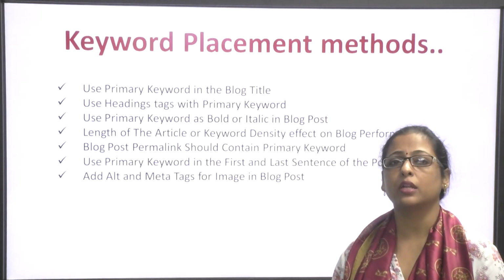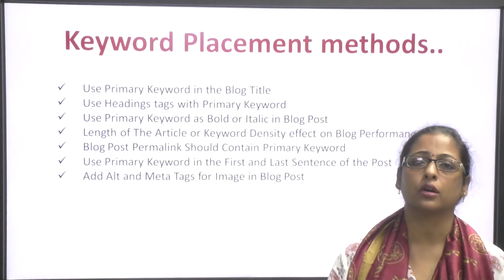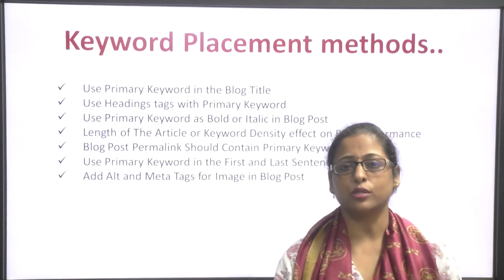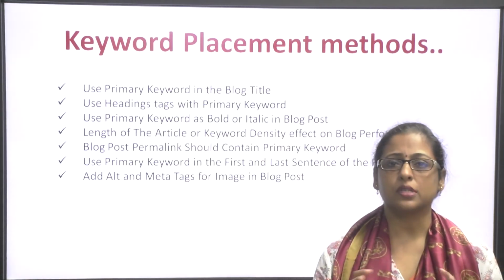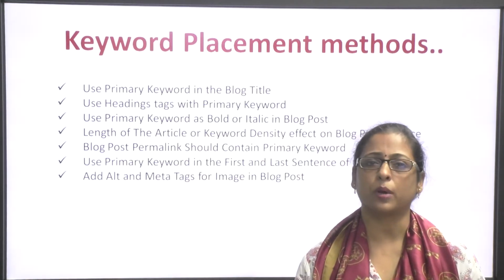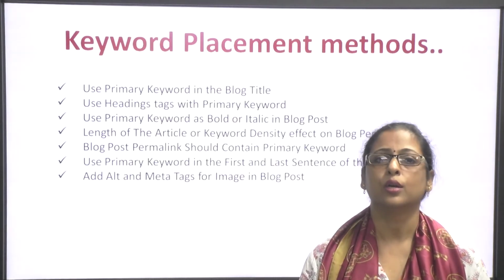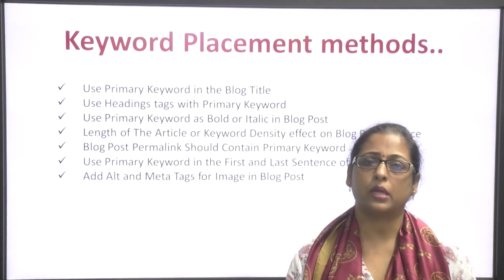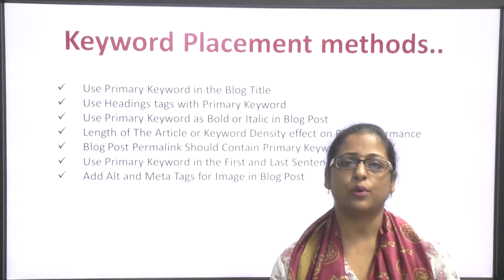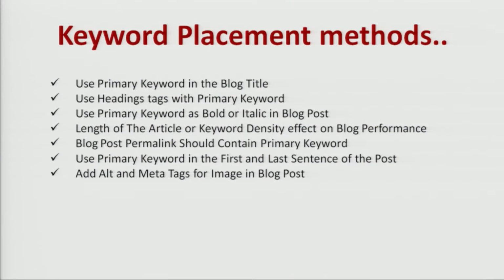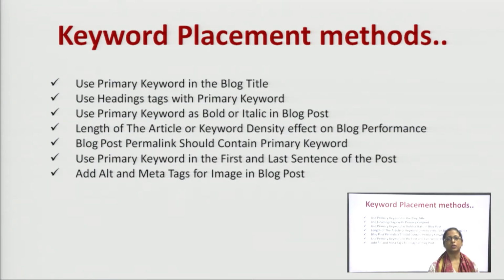Use the primary keyword in the first and the last sentence, because obviously the crawler crawls through the entire content, but the first and the last sentence, the introduction and the conclusion, are always considered very important in any kind of content writing. So, the use of the primary keyword in these 2 areas is very helpful. And add alt or meta tags for images in the blog post.